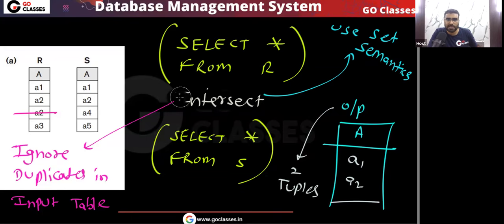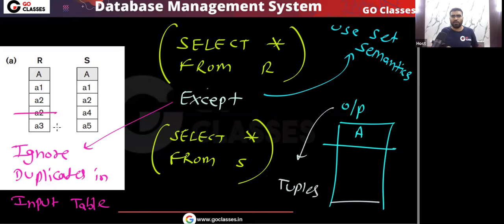Now, what about except? Let me know. If I put except here, again, it will ignore the duplicates in the input table. First, you remove the duplicates in the input table, and then in the output, don't put duplicates. So except means set difference, R minus S. Yes or no? Basically, you are doing R minus S. So there will be only one tuple, that is A3.